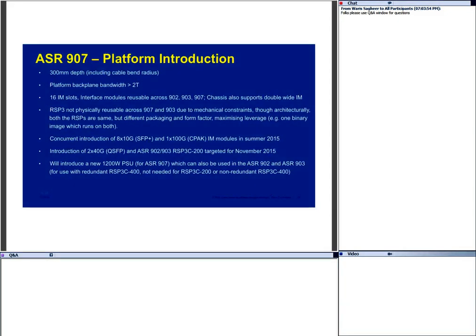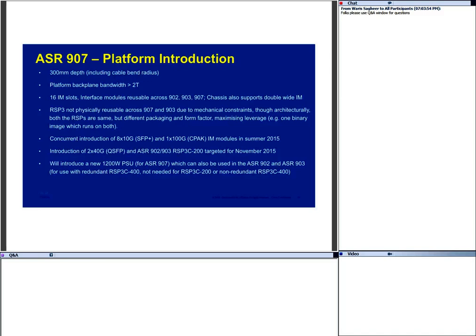Okay, so quickly some points on the platform introduction. I've gone through the depth. I've gone through the backplane bandwidth. That's a little more than 2 terabits, actually 2.1 terabits per second. 16 IM slots, right? Interface modules are reusable across 902, 903, 907. Another point here: when I introduce 920, you will see that 2 of the 920 variants have IM slots. Some interface modules, not all at least, can be reused across 920, 902, 903, 907. So it's the same interface module which goes on all these platforms.